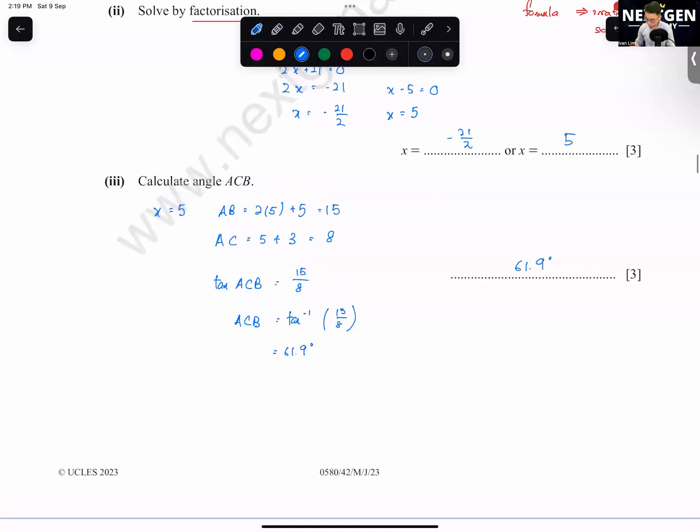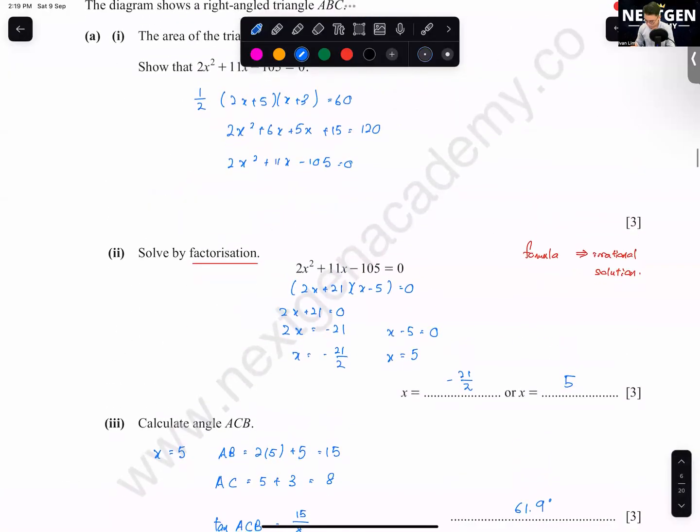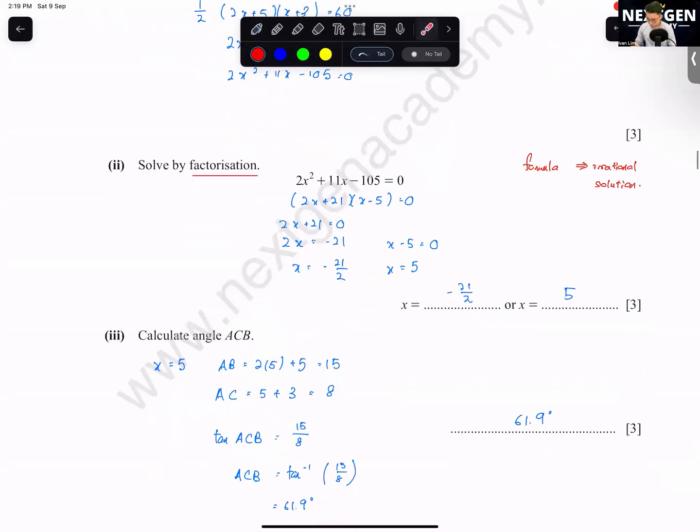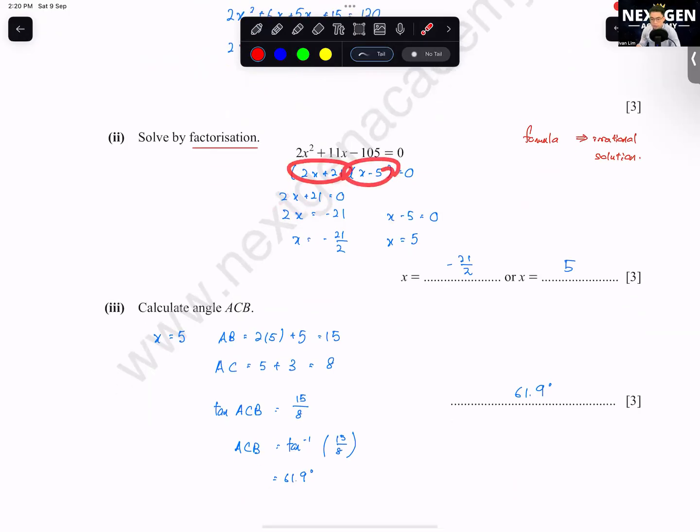How did I get 2x plus 21? Which one? This one. Factorize, you have to factorize. Do you know how to do factorizing for quadratics or not first? I am actually doing the cheating way. You see, I am reversing the process, which means I find the answer first.